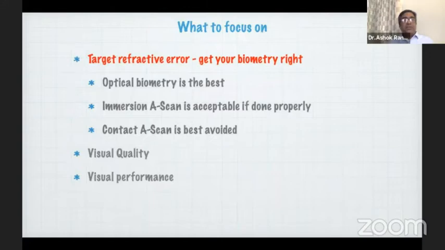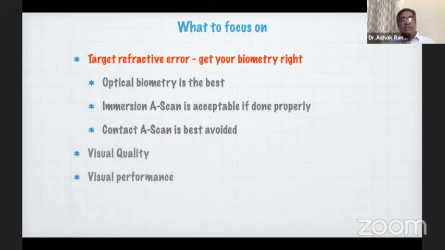And the next important thing Dr. Sagar has already spoken about is get your biometry right before you decide on which premium intraocular lens you're going to use for a patient. And optical biometry is the best in today's world. If you cannot afford one or do not have one in your clinic, have an access to one. If that is absolutely not possible in the surrounding in which you're working or practicing, at least an immersion A scan definitely gives as good results in most situations like an optical biometer.